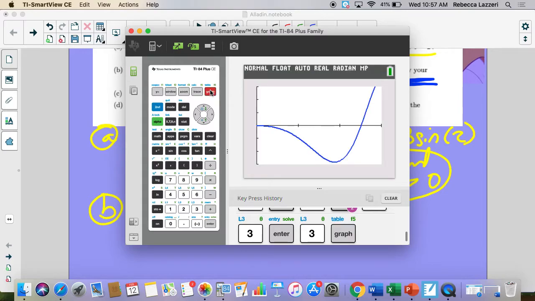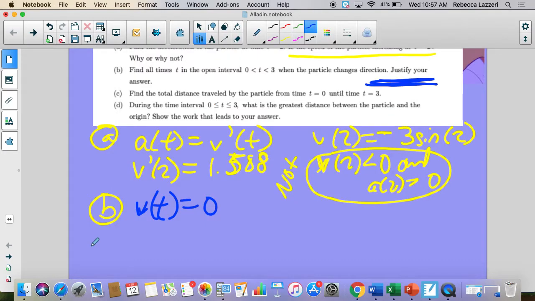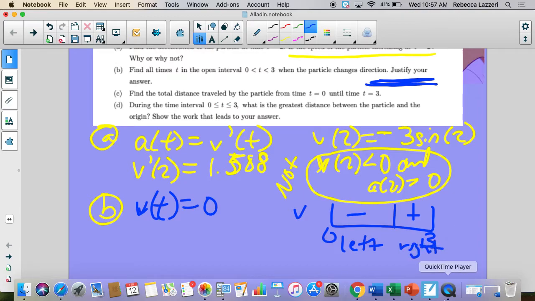And so now I see I have a place where it changes direction because my velocity went from positive to negative. And so I might want to go off to the side of my scratch. This doesn't count as proof to them, but it gives you something to say. Didn't your velocity go from negative to positive? You can't just leave that as proof though. But this does tell me that the particle is going left and then right. And so it changes direction at whatever that point is.